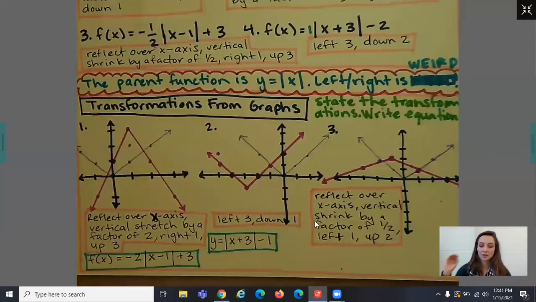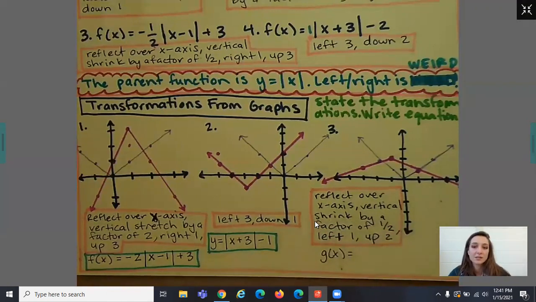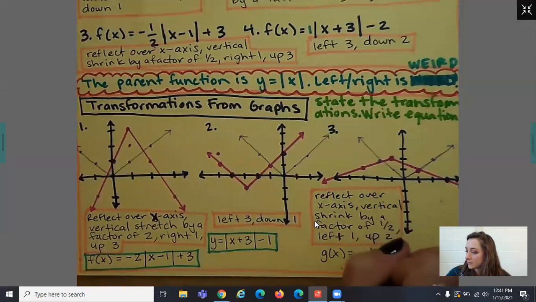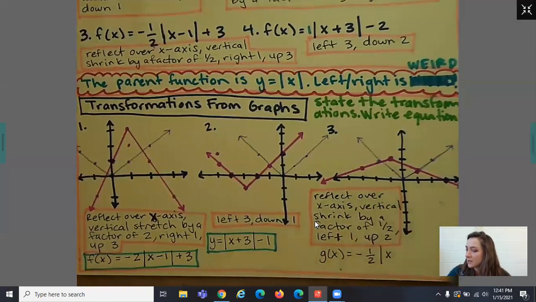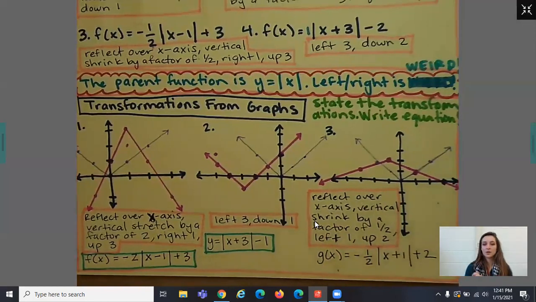Okay, and let's look at our last equation, and let's just write g of x equals, because that can be another thing that you see. So the first thing that I see is reflect over the x-axis. That means there was a negative out in the front. The next thing is a vertical shrink by a factor of 1/2. So that means I'm going to put a 1/2. Then I need to put my absolute value sign, and it's going left 1, up 2. Left now means positive, so that's +1. And then up 2 is +2.